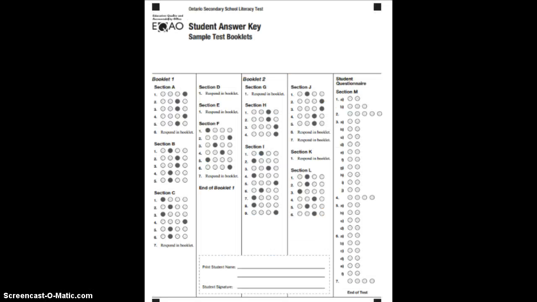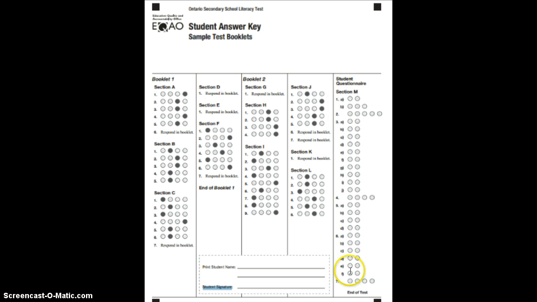Before we get into strategies, just remember this is the sheet that you'll record your multiple choice answers. You can circle them in the booklet, but they won't receive a score unless they're circled on this sheet. Something else on this sheet, it's also very important that you print your name on this first line and that you sign your name on this second line. Okay, if you don't sign it, it doesn't count. So make sure that you print your name and sign it here.